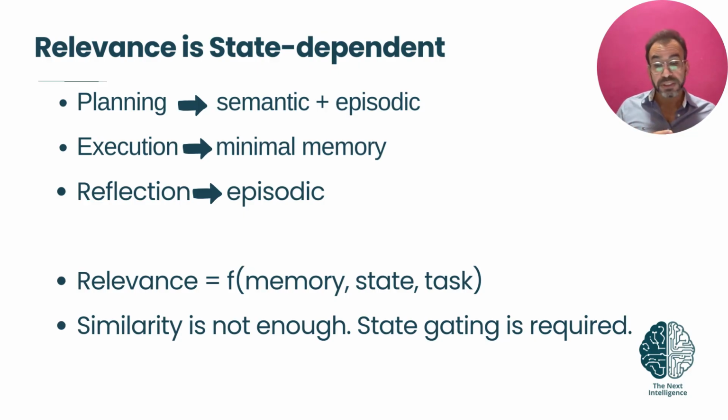So memory selection should be state aware, and here we know that similarity search is not enough by itself, but we must gate the memory by life cycle stage, by the agent status, and so on. And as we see on the slide, relevance is a function of memory, state, and task. So they are kind of correlated to each other.